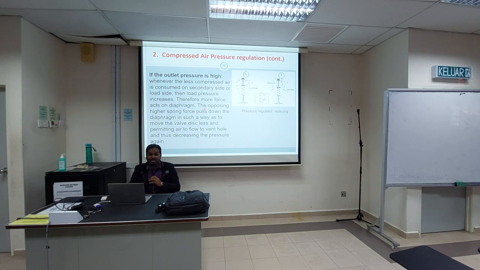If the outlet pressure is too high, so apa yang dia akan buat? Dia akan release. So let's say your system requires 10 bar, tapi yang dapat adalah 20 bar. So the additional 10 bar tu dia akan release back to the air, to the natural air. So your pressure regulator, it will regulate and it will check and balance lah, according to the system.